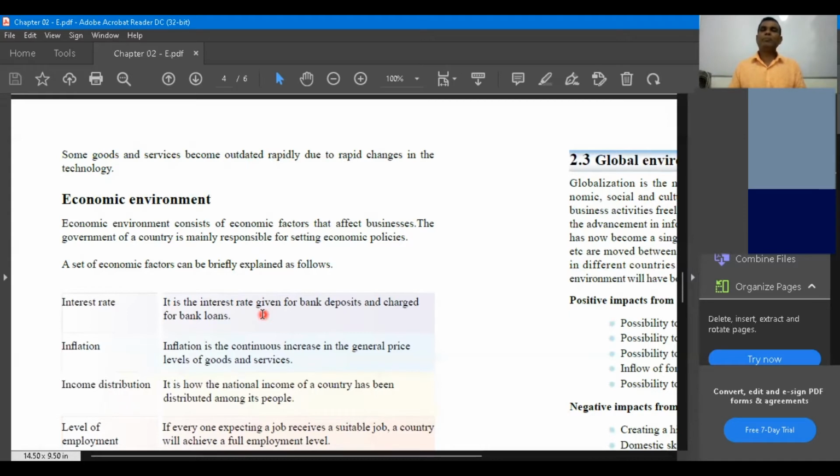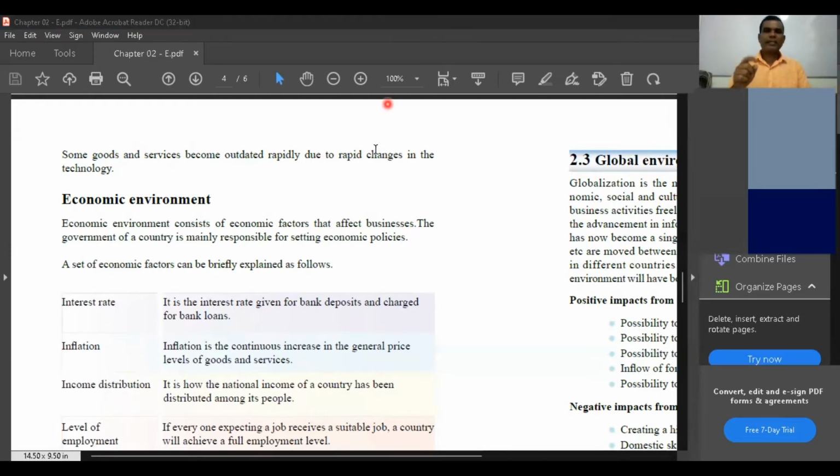Separate. Please write it down. What do you mean by economic environment related to business environment? Further, name some factor variables regarding economic environment. You can visualize the screen and understand what economic environment means. Economic environment consists of economic factors. Look at that, economic factors that affect the business.